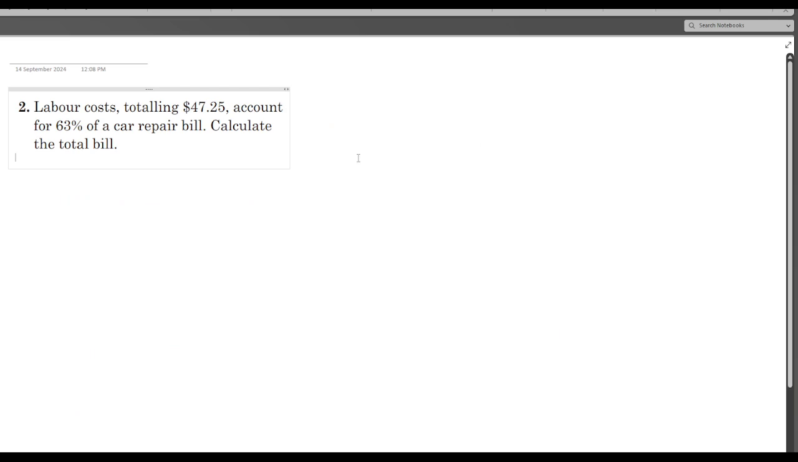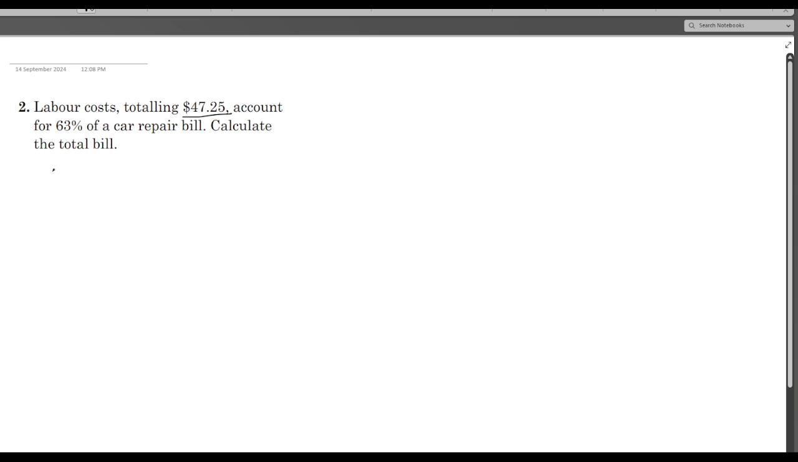Now let us move to second question. Labor cost totaling $47.25. This accounts for 63% of the car repair bill. Calculate the total bill. Okay. So your labor cost is 47.25, which is 63% of the car repair bill.